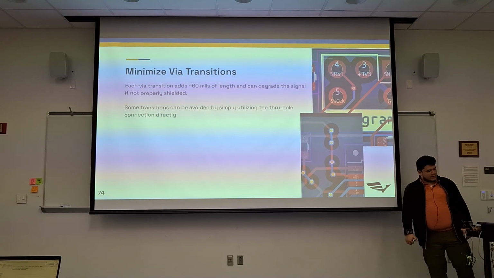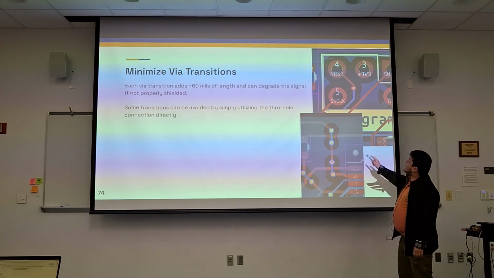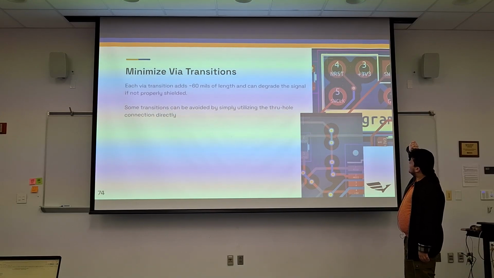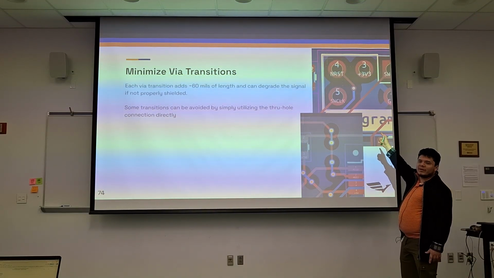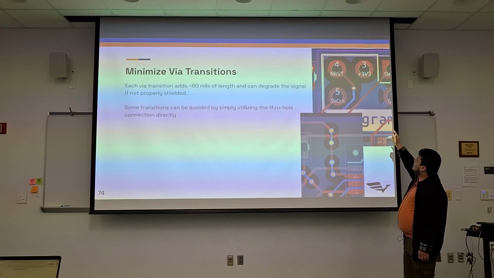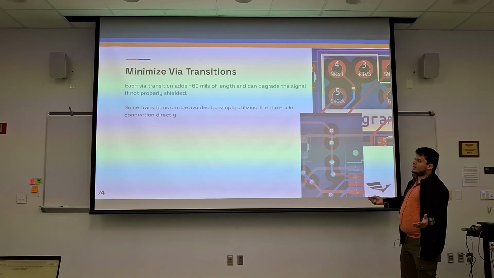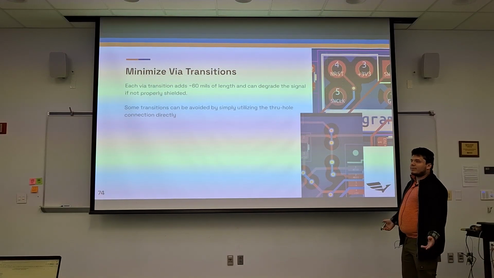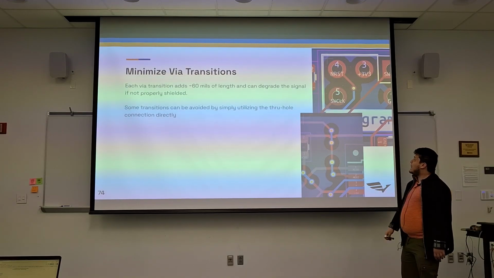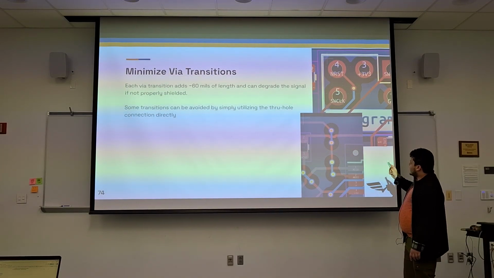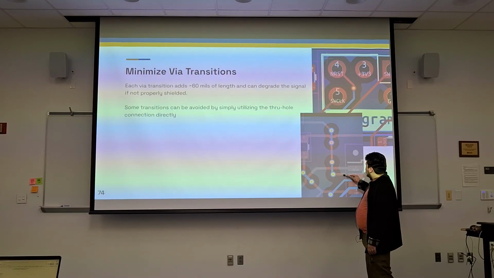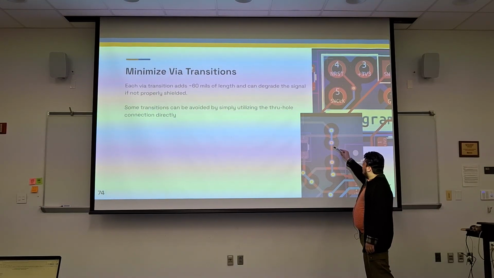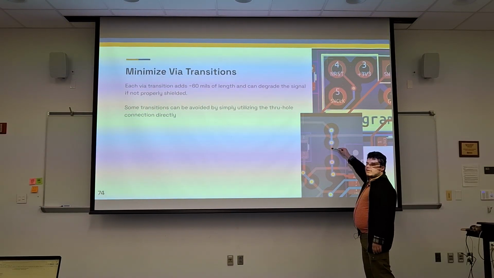Minimizing via transitions. As I mentioned, that top one, it's a through hole. We could have just gone in from the bottom layer, right? Because now adding that via transition is just adding more noise that we don't need, as parasitics. This is a 4-layer board, I think. No, it's a 2-layer. And then over here, there's no reason for us to go down, up, and then down again if we could have just stayed down the whole time.